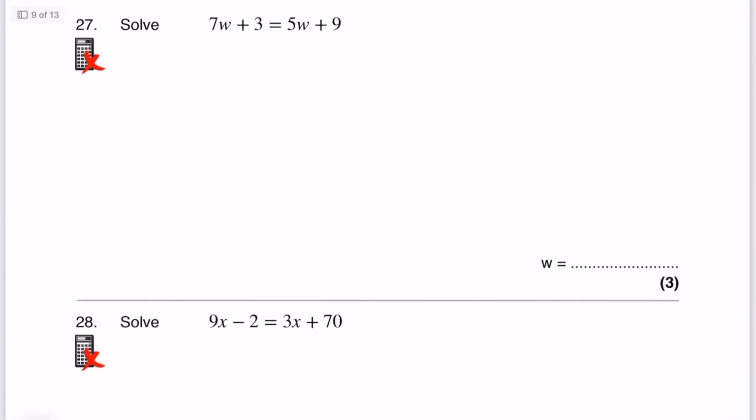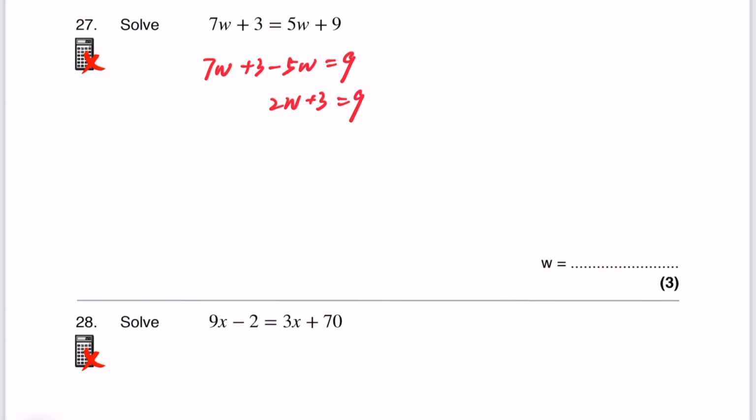Okay, so for question 27, we have an algebraic expression on the left-hand side and on the right-hand side. It's a bit more complicated and it indicates that we need to do more rearrangement. Let's focus on the algebraic expression, shall we? 7w plus 3 minus 5w equals 9. What is 7w minus 5w? That's 2w. So 2w plus 3 equals 9.